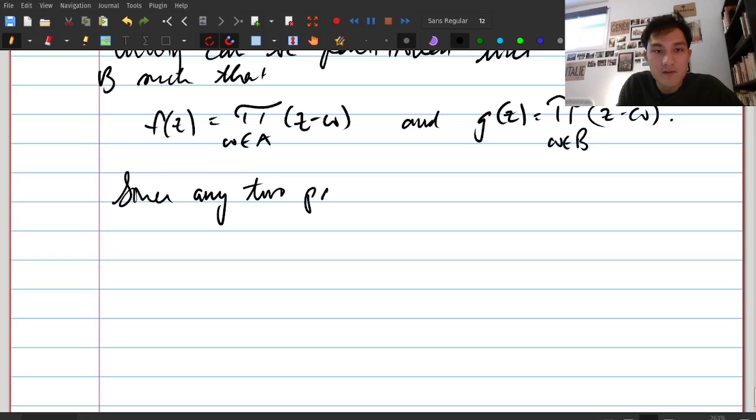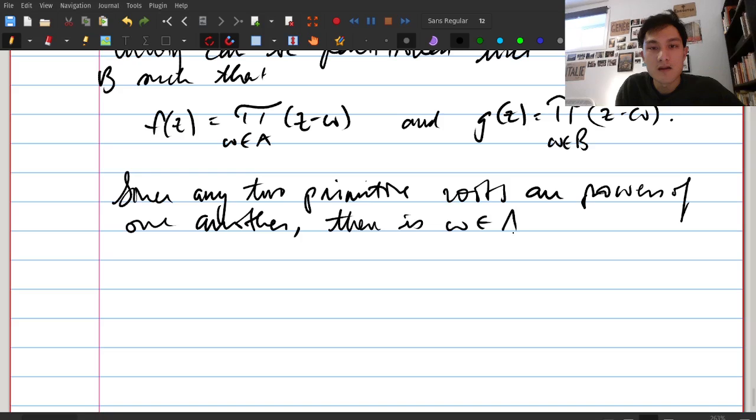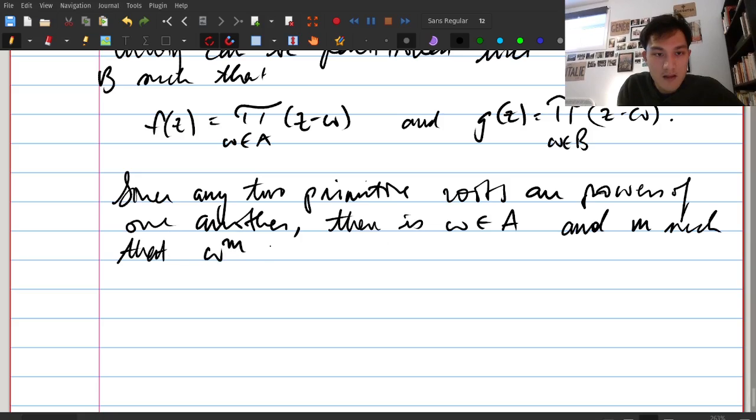two primitive roots are powers of one another, there is omega in A and an integer m such that, I should say integer powers of one another, but that goes without saying, omega to the m is in B. Okay?